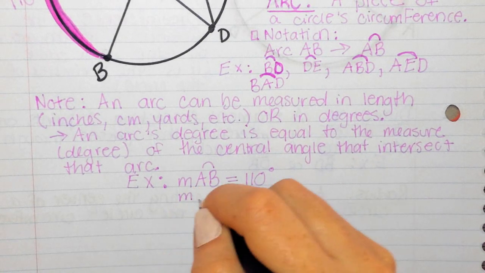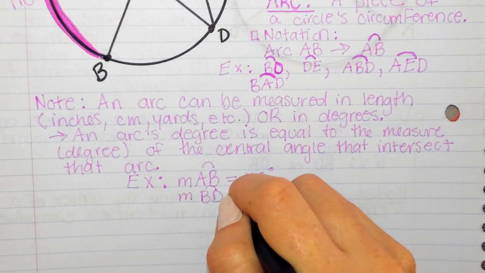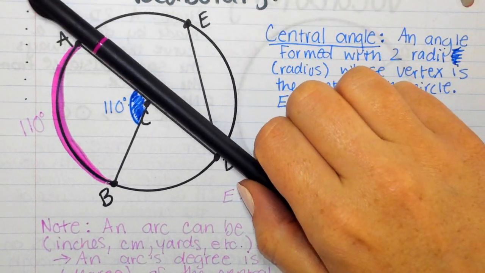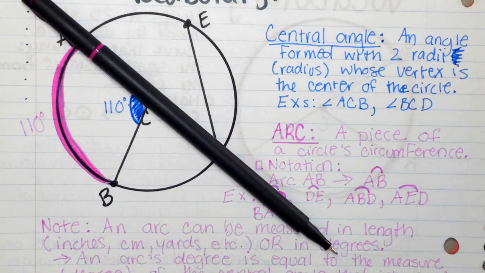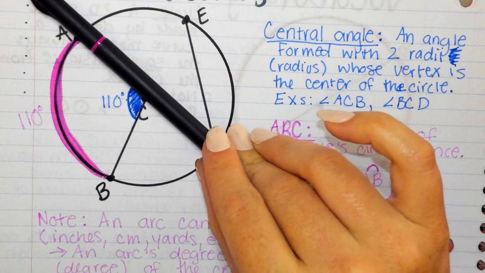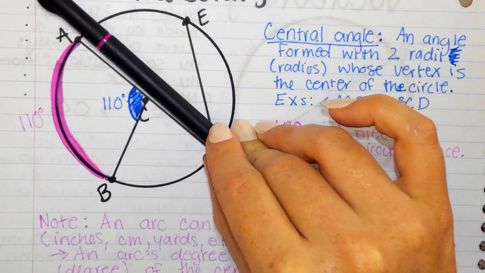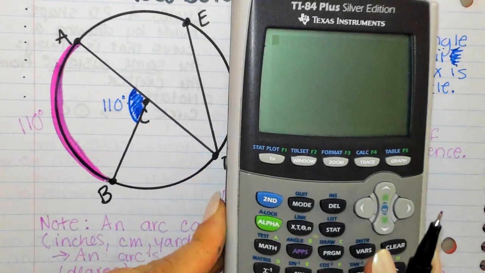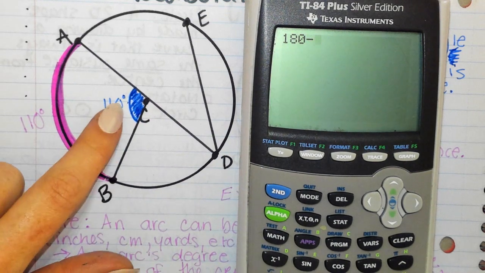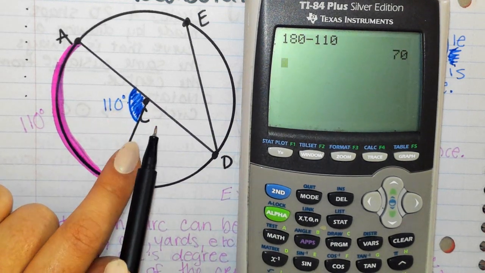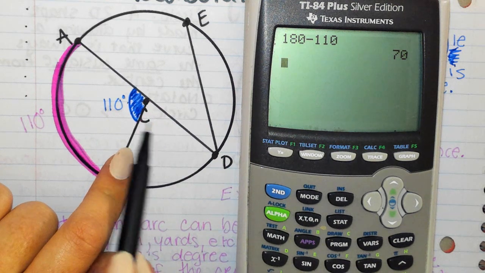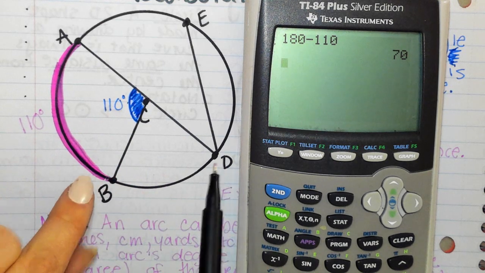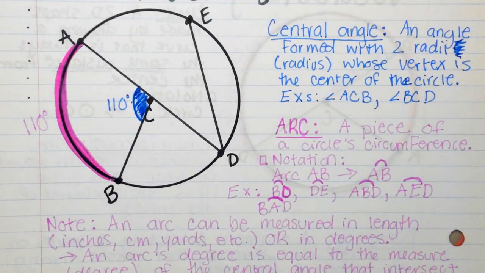Another example: let's say we wanted to give the measure of arc BD. This is going to tie in some other information that we've learned about before. AD is a straight line, and straight lines are 180 degrees. So if I wanted to find the measure of arc BD, I could do 180 minus what we have, 110. That gives me that the measure of that central angle would be 70. That's also the measure of the arc here. The measure of arc BD would also be 70 degrees.